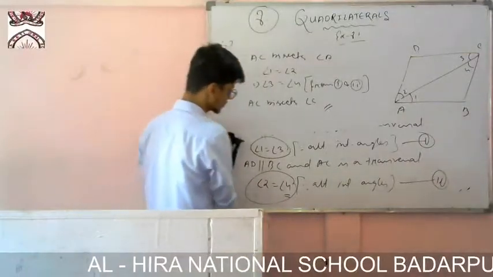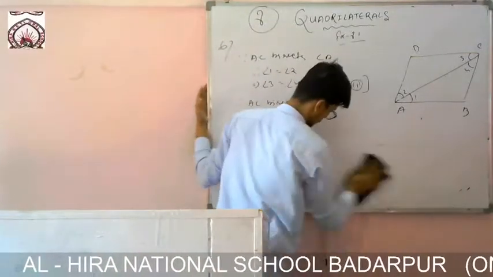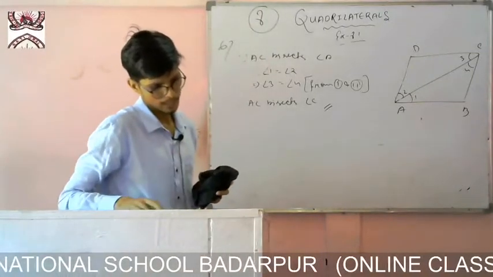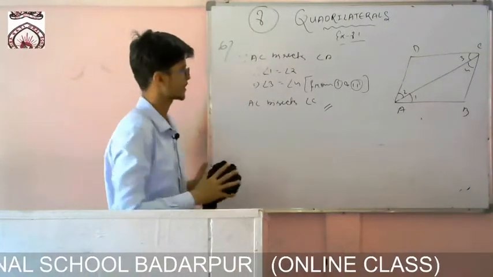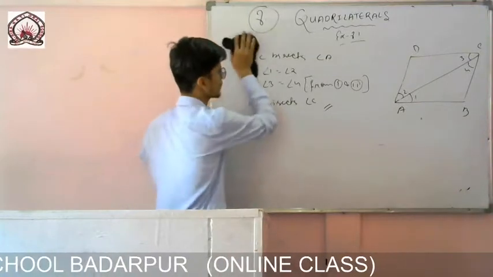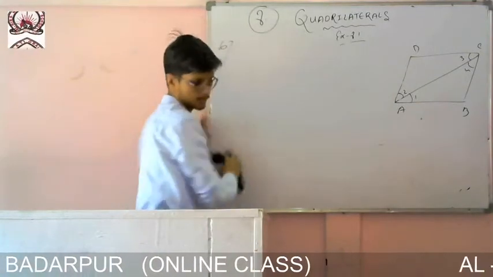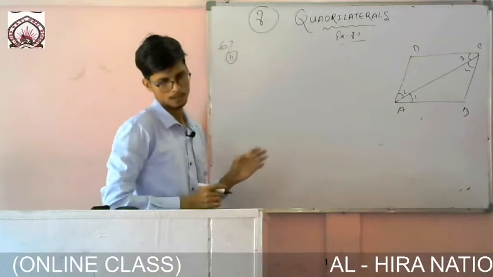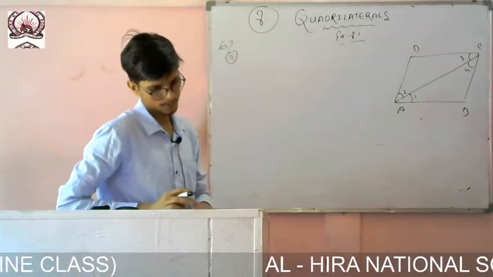Now Roman number 2, this one was Roman number 1. Now we are solving Roman number 2 of this question, to prove that ABCD is a rhombus. So this first one is over. Now 6, Roman number 2. ABCD is a rhombus, I have to prove.